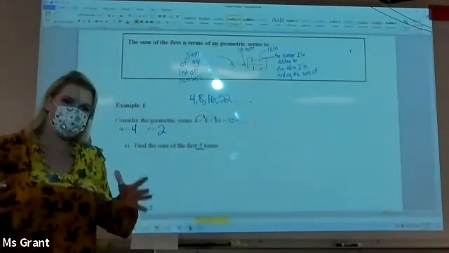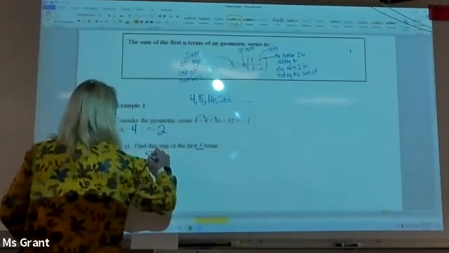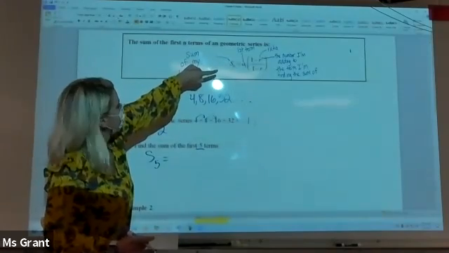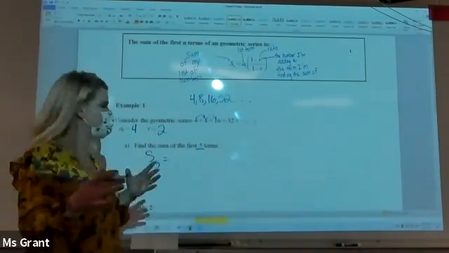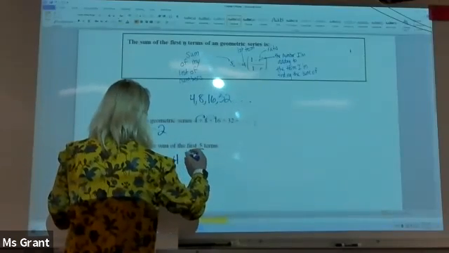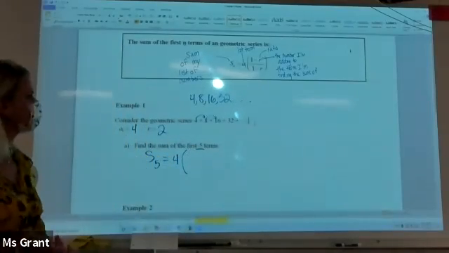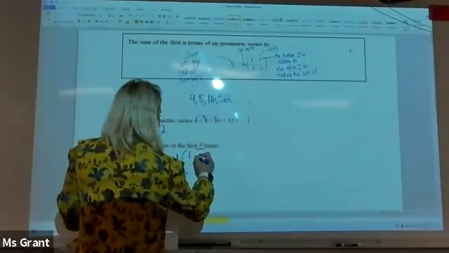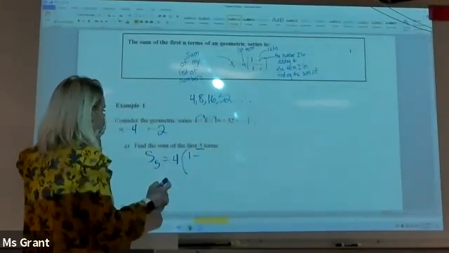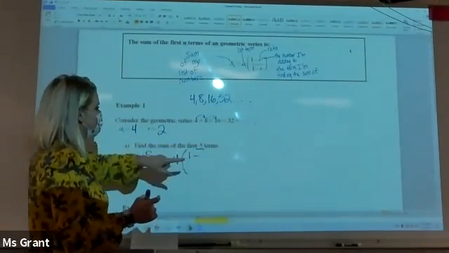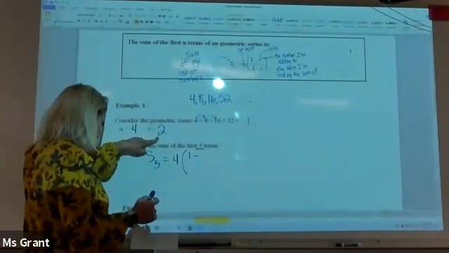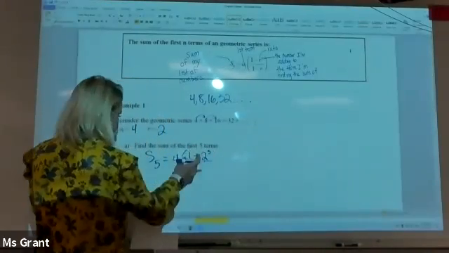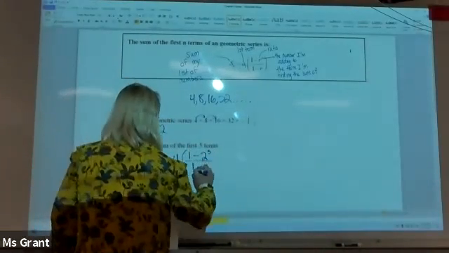Now I'm asked to find the sum of the first 5 terms. So the sum of the first 5 terms is going to be this formula up here. My first term is outside the parentheses. My first term is 4. And then I have a fraction inside. My numerator is 1 minus my ratio raised to the number of term I want. My ratio is 2. So 1 minus 2 to the 5th over 1 minus 2.